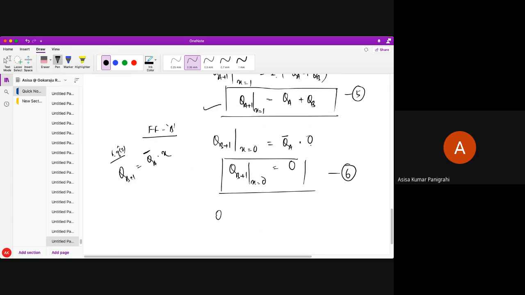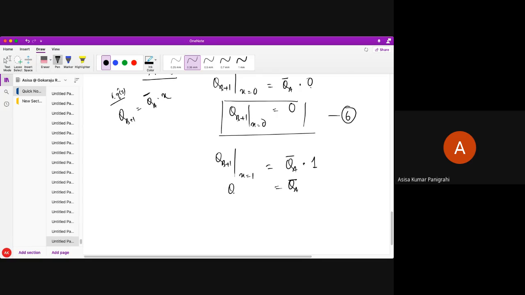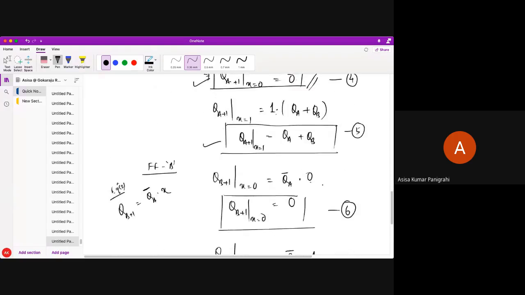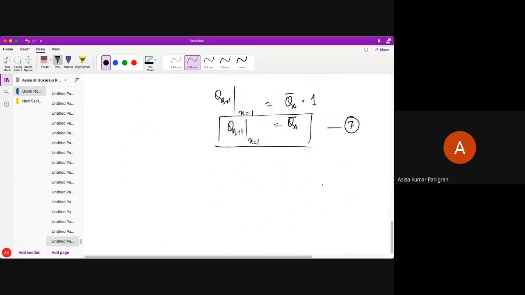Very simple. Next, QB plus 1 at x equal to 1. What do you have to get? Similarly, QA bar and 1. If I do this, it will be QA bar. So my QB plus 1 at x equal to 1 is QA bar. This is my equation number 7. Understand? So I have got all the transition equations for my flip-flops A and B. Now I am going to make my state table.